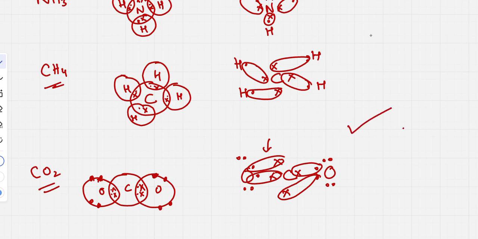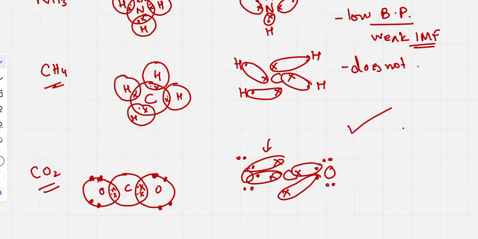The properties of simple covalent compounds are very simple. First of all, they have low melting and boiling points. Why? Because they have weak intermolecular forces. In the exam, you will write the full form of intermolecular forces. Then they do not conduct electricity. Why do they not conduct electricity or heat? Because they do not have free moving delocalized electrons or ions, because all of them are used in bonding.